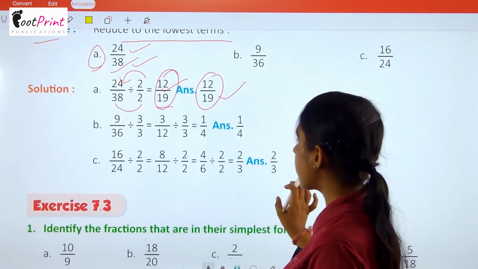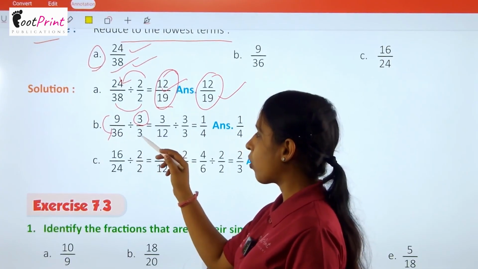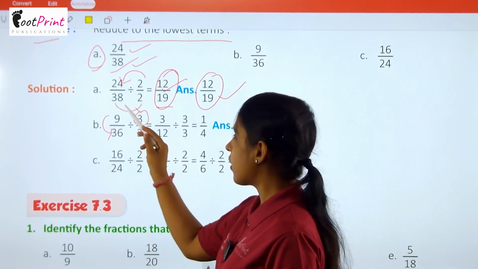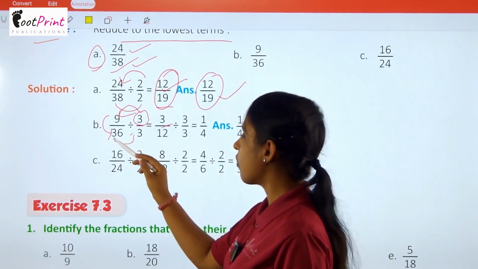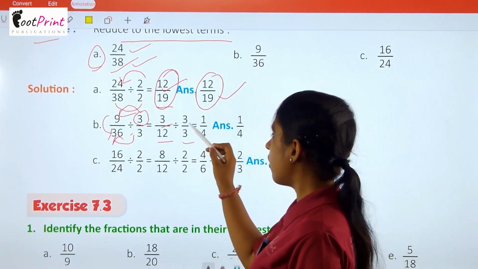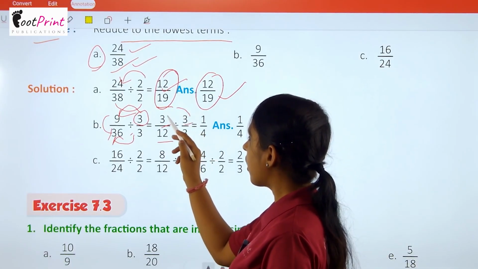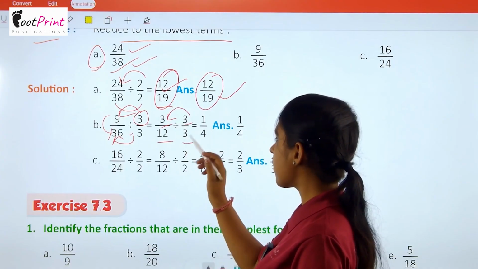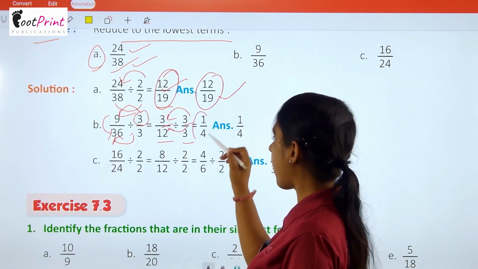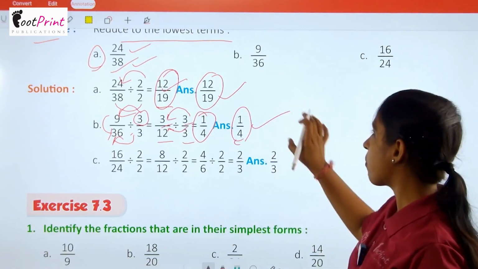Okay. Next one is 9 by 36. Now we will divide it by the common factor, that is 3. 3 3s are 9 and 3 12s are 36. What will we get? 3 by 12. Now again we have a common factor of 3 and 12, that is 3. Here we will divide it. 3 1s are 3 and 3 4s are 12. Now we have only one common factor, so it is our lowest term, 1 by 4.